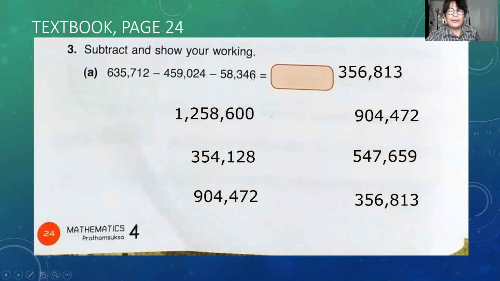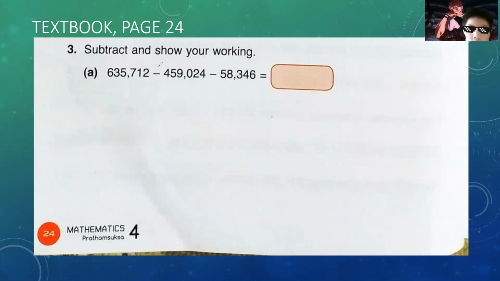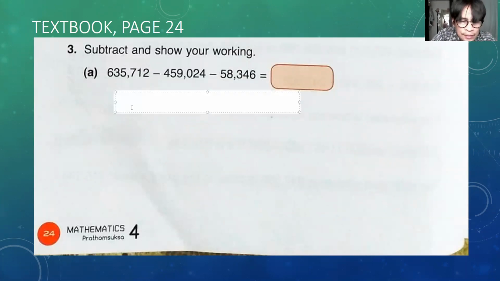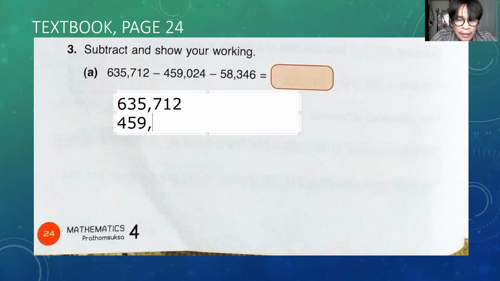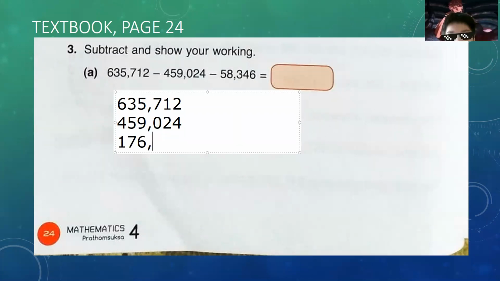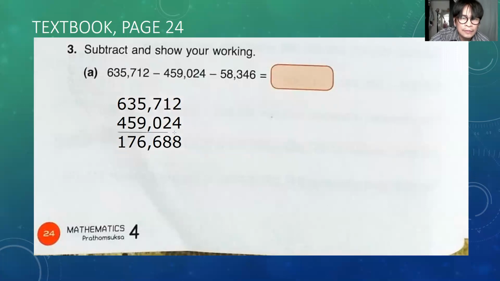Okay, so subtract and show your workings. For this number, teacher is going to answer quickly the working. 635,712 minus 459,024. The answer is 176,688. So that's the difference. So this is the difference.